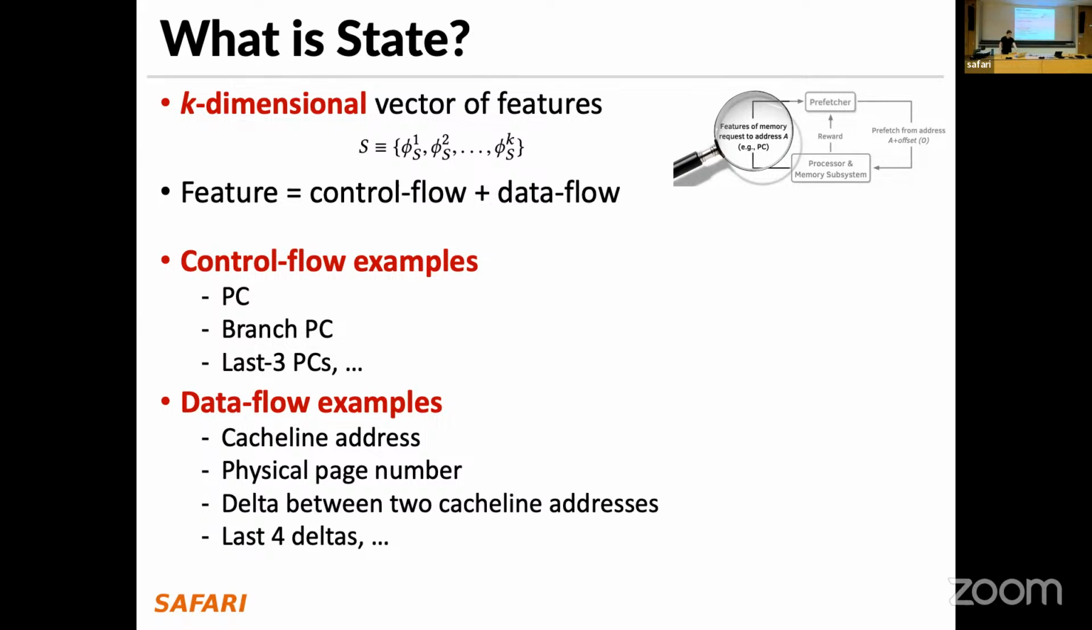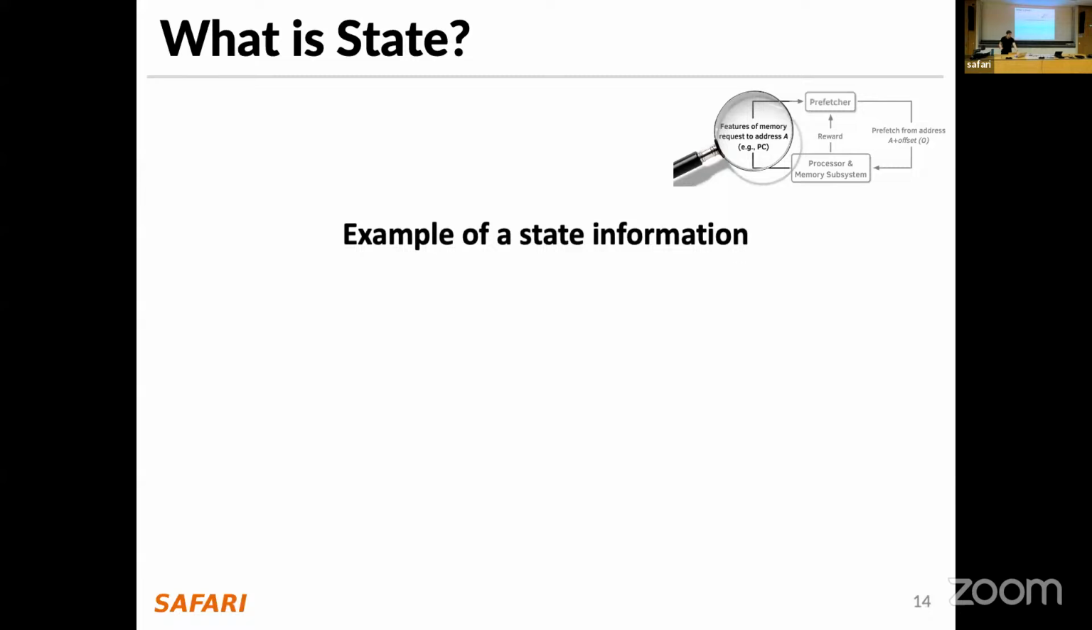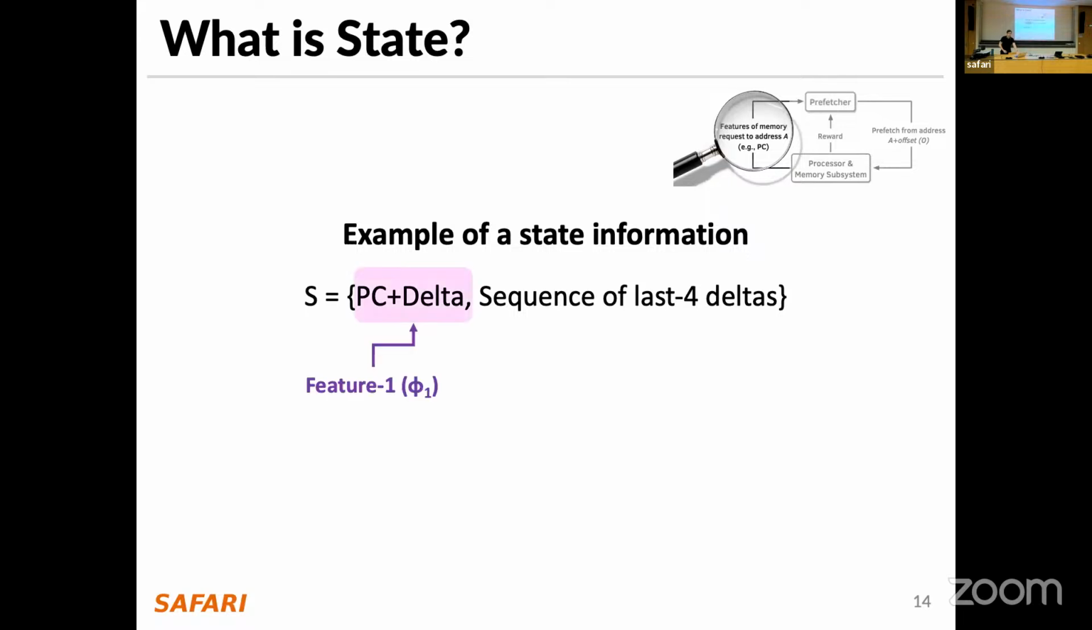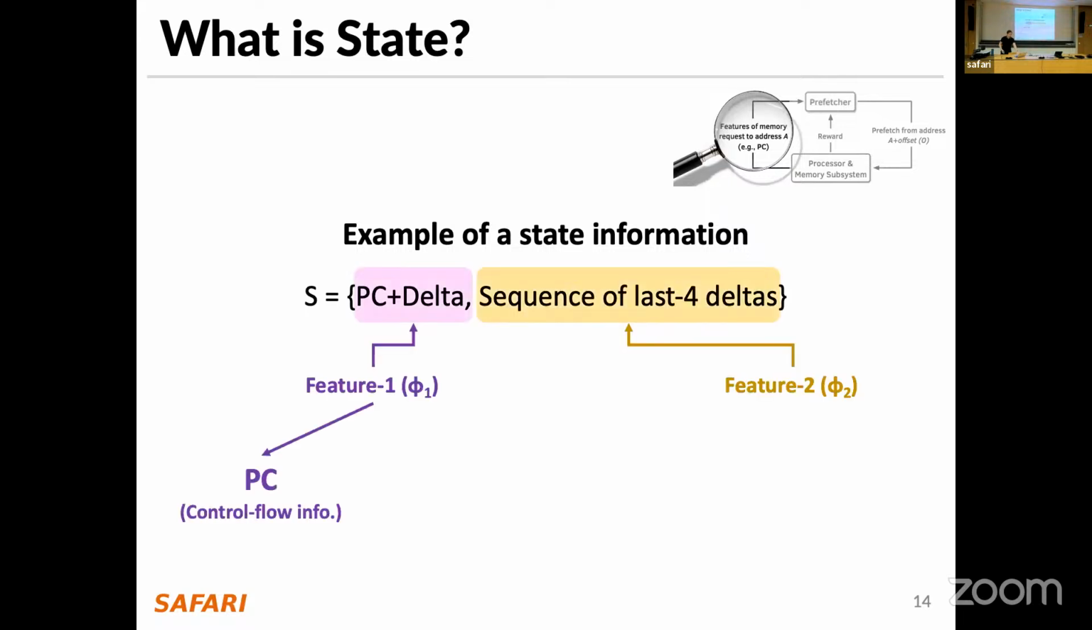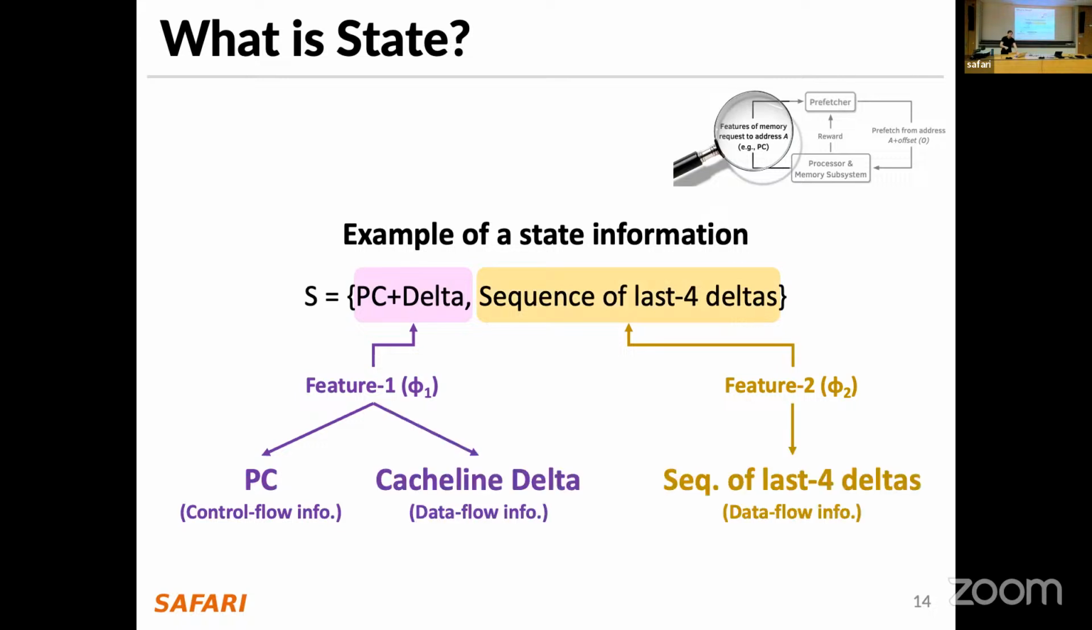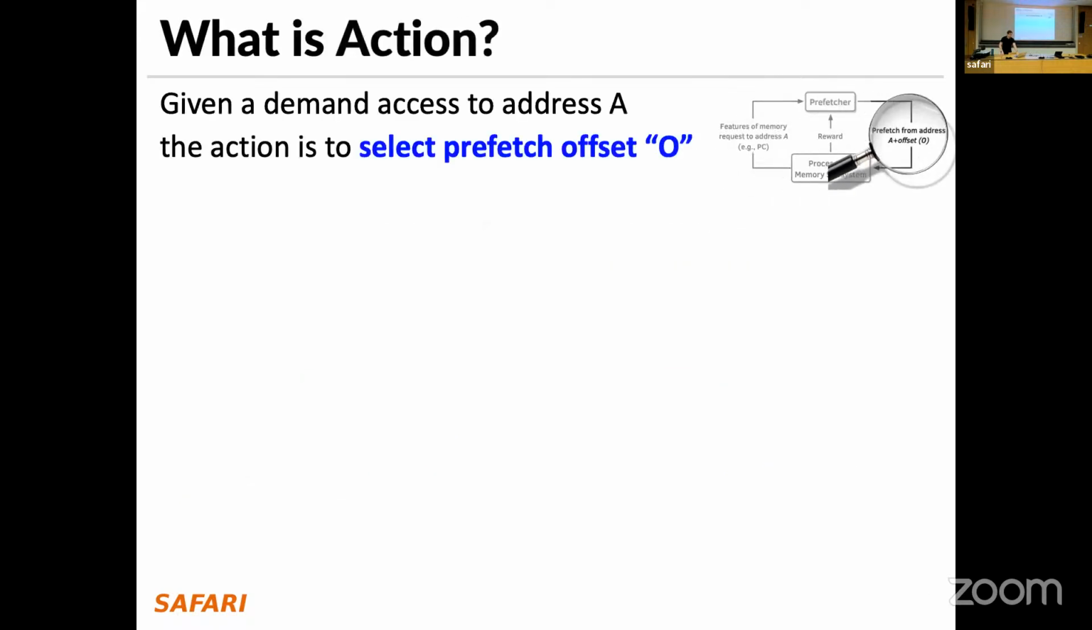That's just some examples. Maybe to make it a bit more clear, this would be a state. The left thing is the first feature. This is the second feature. That feature consists of control flow information and data flow information, whereas this only consists of data flow. So you don't necessarily need to have both. You can also just have one. Now, what is an action? As I previously said, it's an offset from our address.